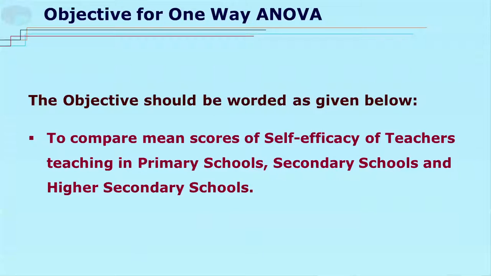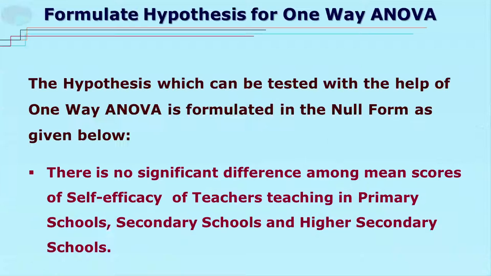The objective wording should be like this: to compare mean scores of self-efficacy of teachers teaching in primary, secondary, and higher secondary schools. For this objective, one may formulate the hypothesis in the null form. And the hypothesis can be stated like this: there is no significant difference in mean scores of self-efficacy of teachers working in primary schools, secondary schools and higher secondary schools.